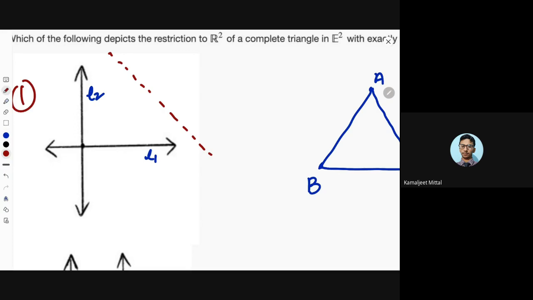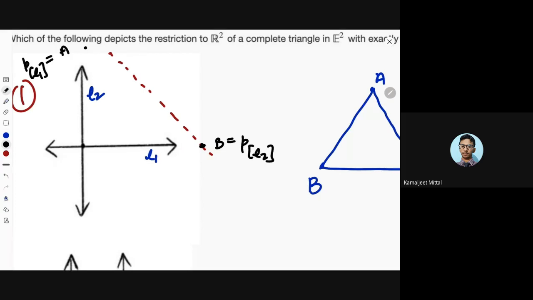You can't see this line in real life. So this line will intersect at some point, let's say B, and this will also intersect at some point A at infinity. So you have 2 points at infinity, and this is your third vertex C.